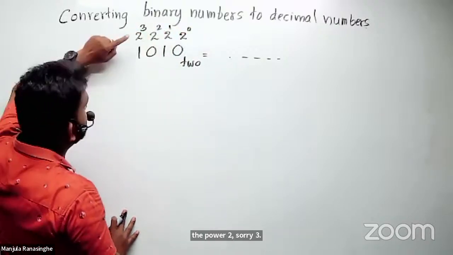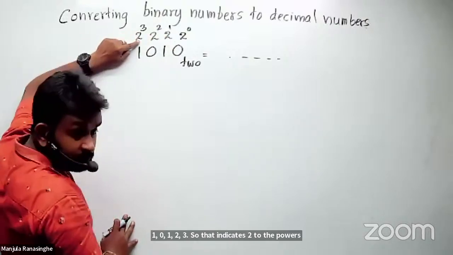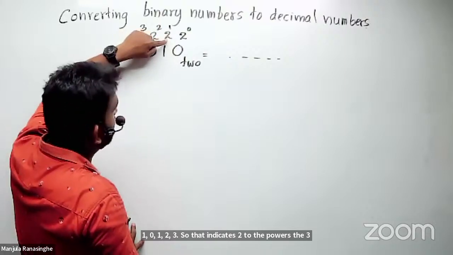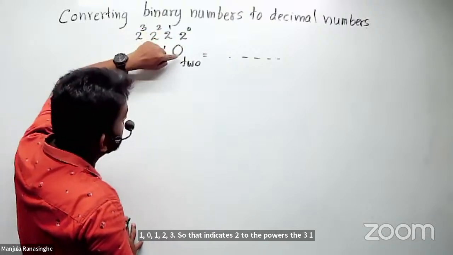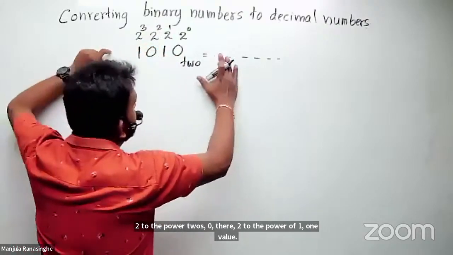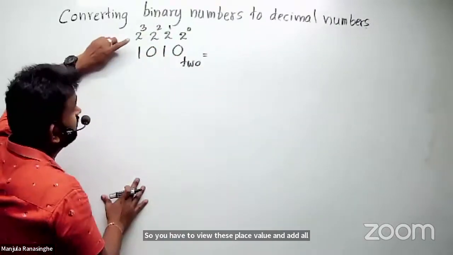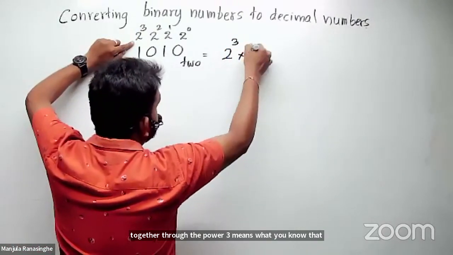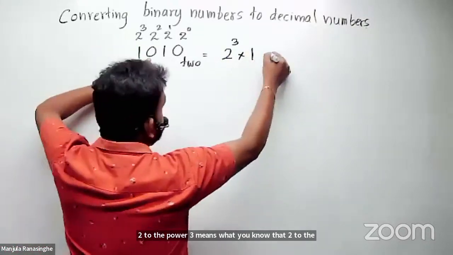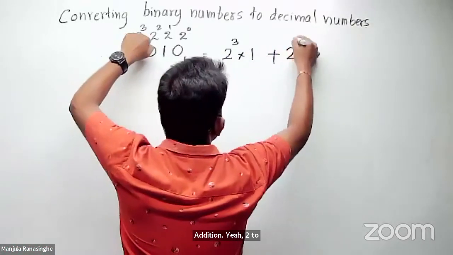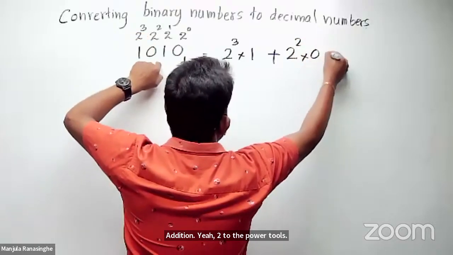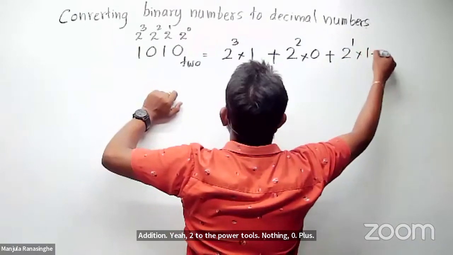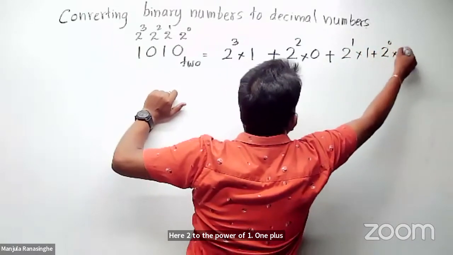So that indicates 2 to the power 3 is 1, 2 to the power 2 is 0, 2 to the power 1 is 1, and 2 to the power 0 is 0. So you have to give this place value and add all these together. 2 to the power 3 means what? You know that 2 to the power 3 is 1 time. Addition, here 2 to the power 2 is nothing, zero, plus here 2 to the power 1 is 1, plus 2 to the power 0 is 0. Right.